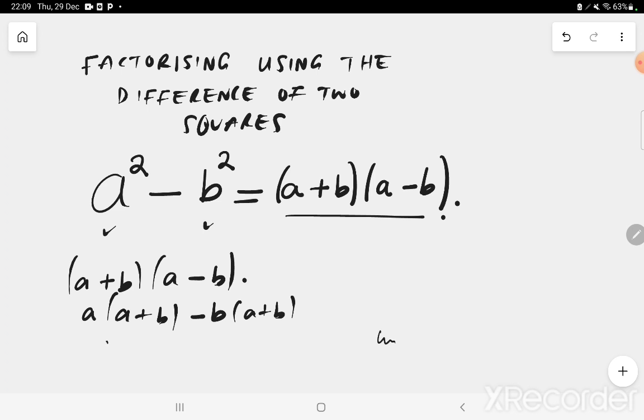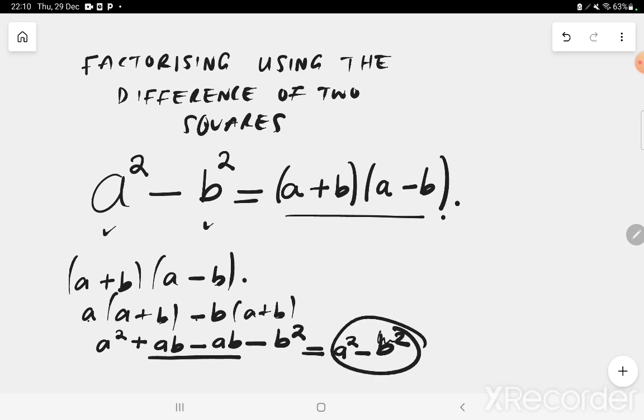A times a, this will give us a squared. A times b, this will give us plus ab. Negative b times a, this will give us minus ab. Negative b times positive b gives us negative b squared. Now, when you look at this, ab minus ab will give us 0. So this is going to be equal to a squared minus b squared.